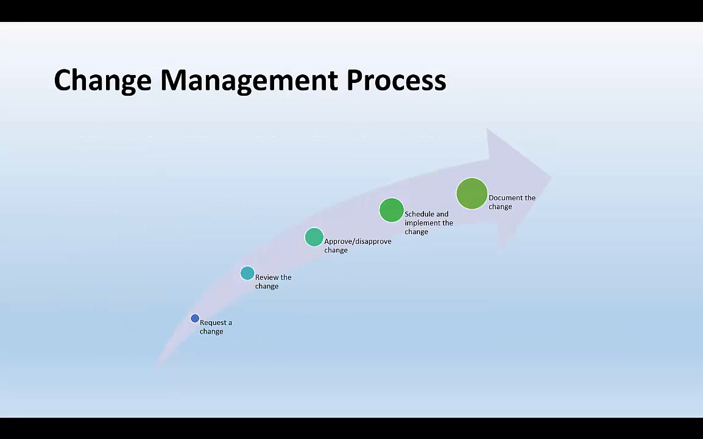The change management process starts with requesting a change, and then when the request is made, the change management committee will review the change and then approve or disapprove the change proposed. Once the change is approved, the committee schedules it and then lets whoever proposed the change implement it. And then finally, once the change is made, the change needs to be documented.